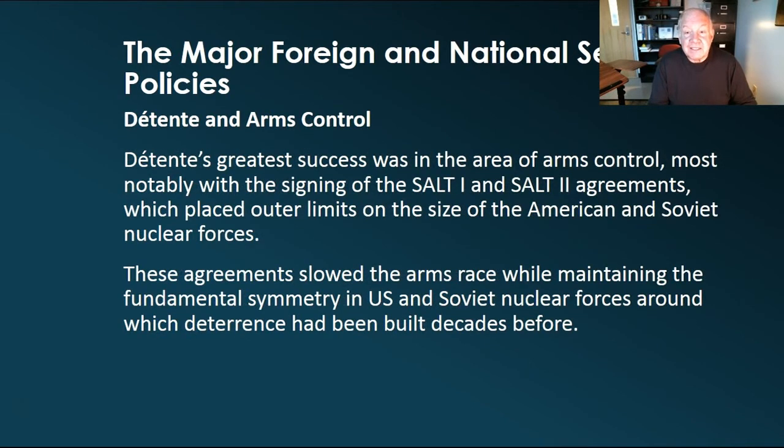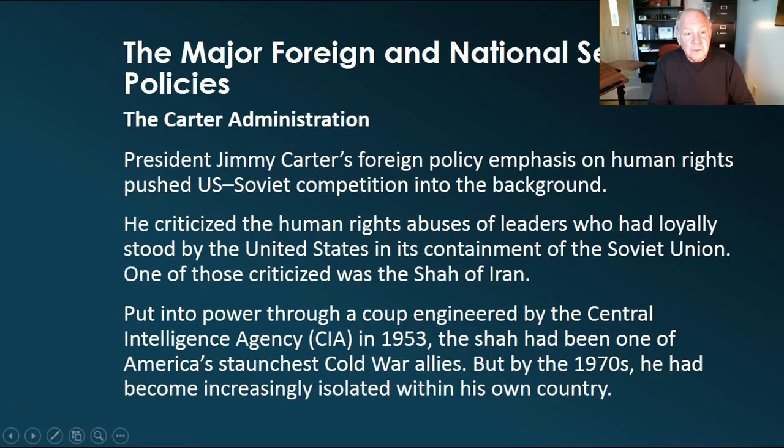Détente's greatest success was in the area of arms control, most notably with the signing of the SALT I and SALT II agreements, which placed outer limits on the size of American and Soviet nuclear forces. These agreements slowed the arms race while maintaining the fundamental symmetry in the United States and Soviet nuclear forces around which deterrence had been built decades before.